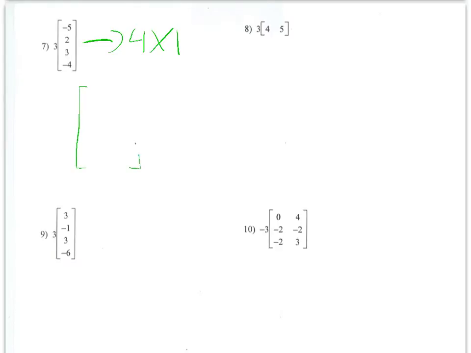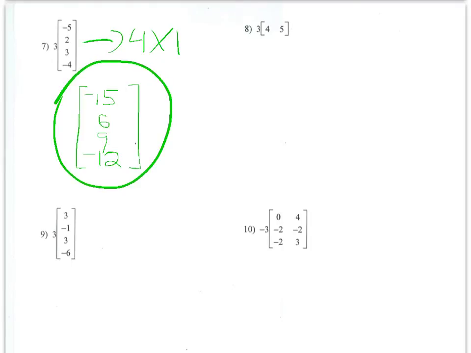It's kind of like one long list. So if I multiply these, I do 3 times -5, that's -15. 3 times 2 gives me 6. 3 times this 3 gives me 9. And 3 times this -4 gives me -12. And there it is, there's my 4 by 1 matrix. That's my answer right there.